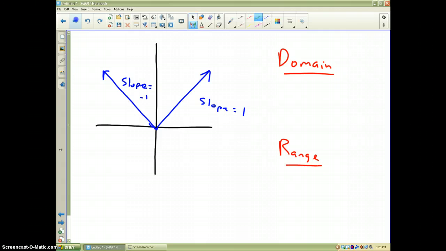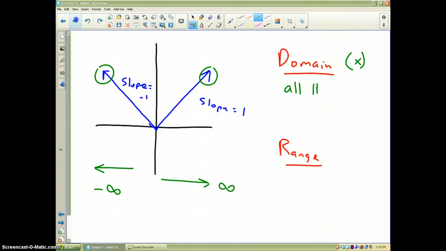Hopefully, you remember domain is the x values. Well, if we notice, how far does the graph go in that direction? Well, it's got an arrow up here, so it goes to negative infinity. And how far does it go in that direction? Well, it's got an arrow there, so it goes to positive infinity. So the domain, you could say, is all real numbers, or if you want to write it with the inequality symbols, the domain goes from negative infinity to positive infinity.